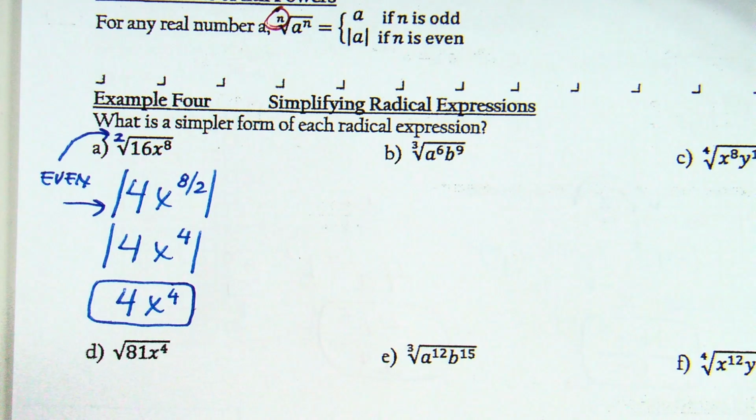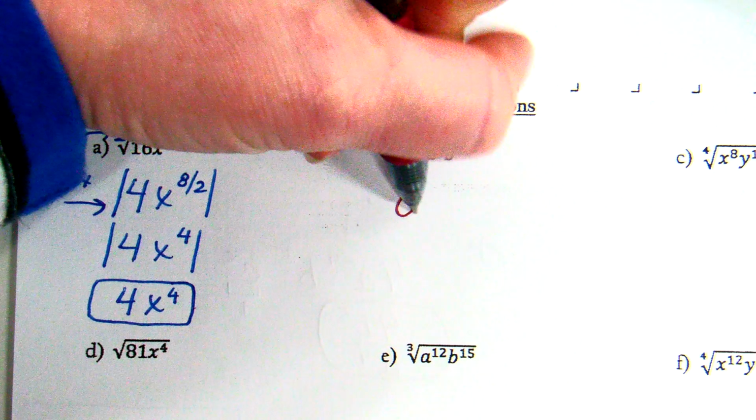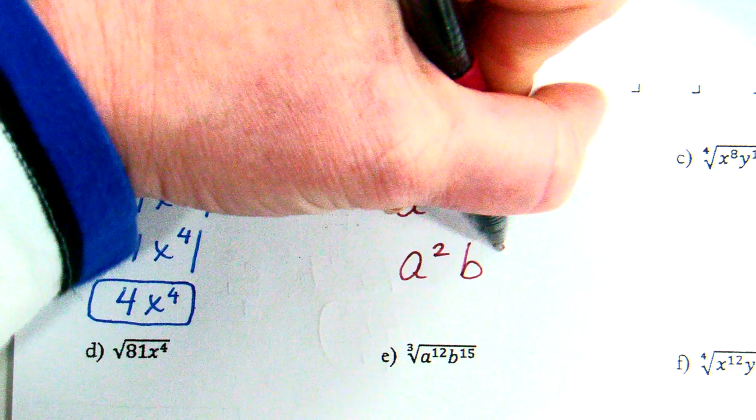He says a to the 2nd, b to the 3rd. And I took 6 divided by 3, that's 2, 9 divided by 3, that's 3. You guys with him? So what are we doing? It's a cube root, so we're taking each of the exponents and dividing by 3. So we're doing 6 divided by 3 and 9 divided by 3. So a squared, b to the 3rd.